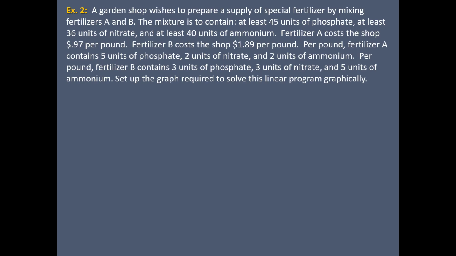Hello everyone. What we're going to look at in this video is how we set up the graph required to solve a linear program graphically when we have a minimization problem. And what we should see is that the initial setup of the graph is absolutely no different between a minimization problem and a maximization problem. So this should look identical to what we've already seen in terms of setting up a maximization problem's graph.